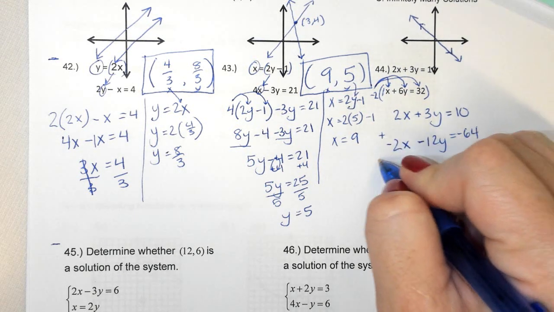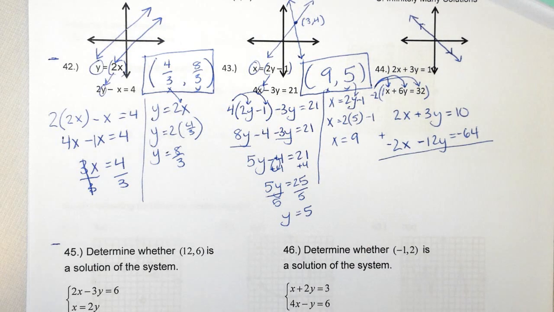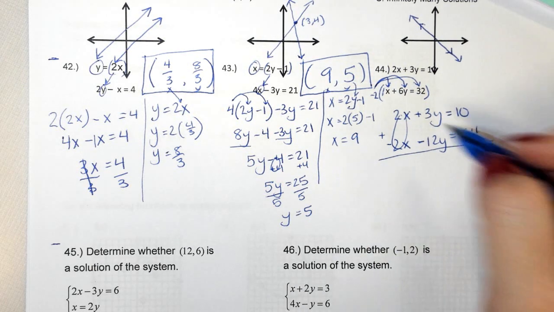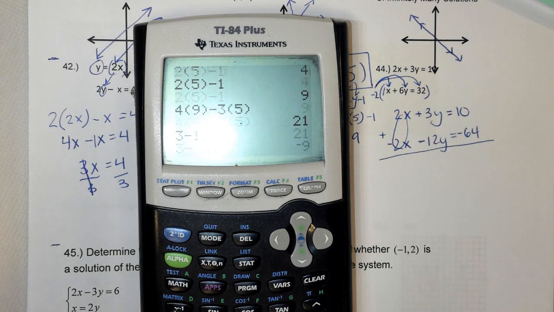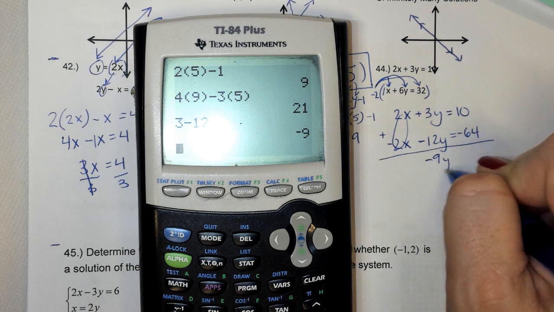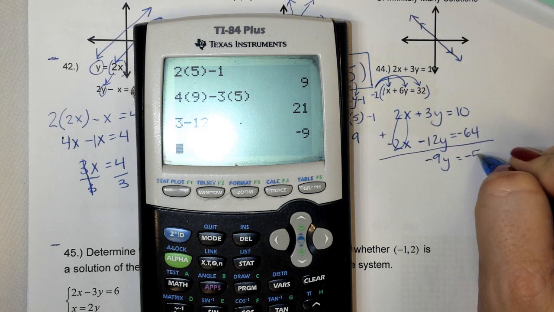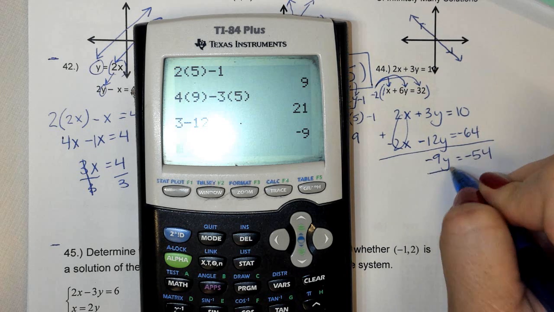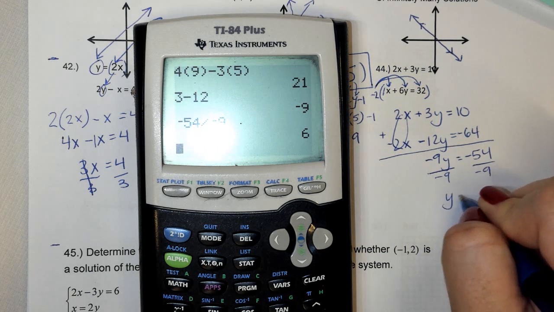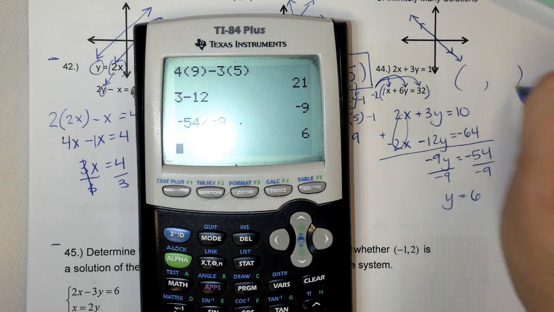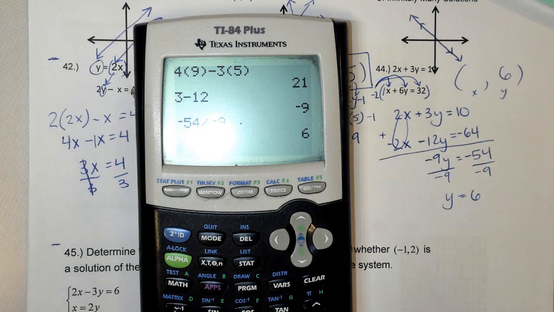And now we get to set it up as big addition. Well, my x's cancel. I have 3y plus negative 12y. Well, 3 minus 12 is negative 9, sorry. Equals, and that gives me negative 54. Divide by negative 9, divide by negative 9, and I get y equals 6. So I know y is 6.